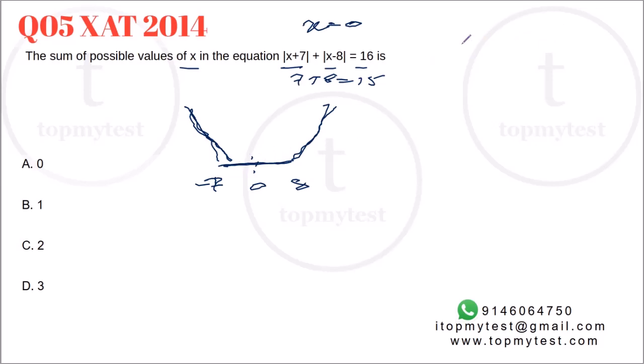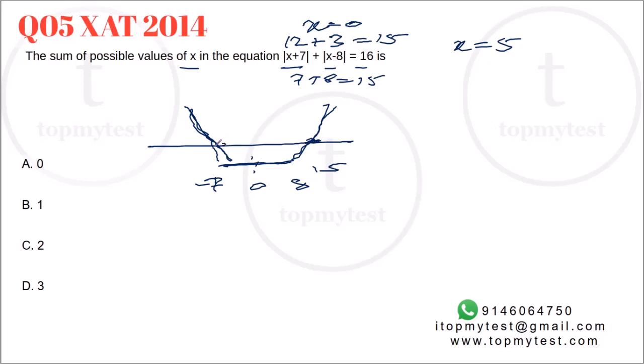You can verify if you put x is equal to 5. 5 lies in this range. If you put x is equal to 5, 7 plus 5 will be 12, plus 5 minus 8 is minus 3. Modulus of minus 3 will be 3. This will also be equal to 15. So any value from minus 7 to 8 will return 15. So your answer is going to be out of this range. You want 16. All these values are equal to 15.